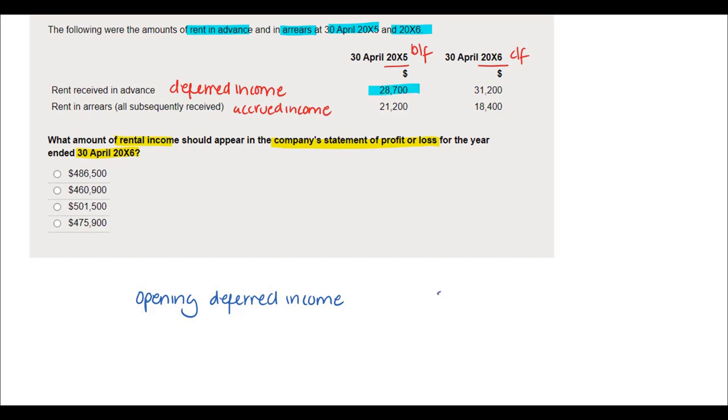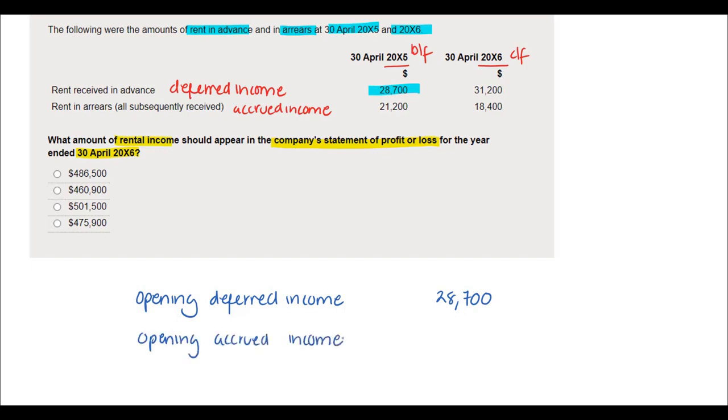We're going to add that figure on. We're adding this figure on because it's an amount that would have been deferred last year. It would have been deducted from last year's rental income, but it is relevant for our current year. So we're adding on the deferred income. The next thing we're going to do is we're going to deduct the opening accrued income.